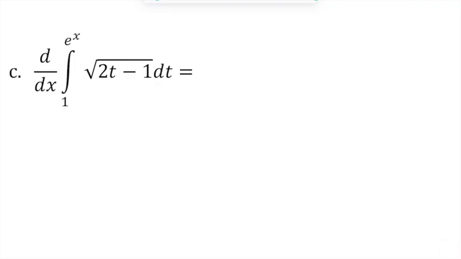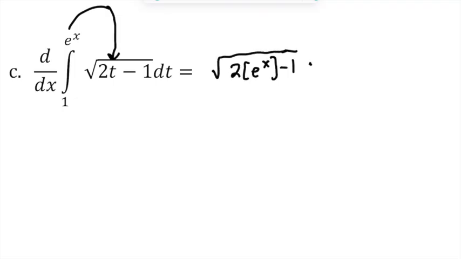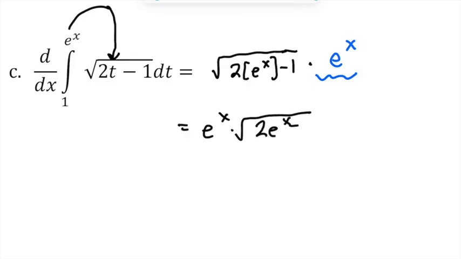Part C, same thing. Plug in e to the x there. Times the chain rule. The derivative of e to the x is e to the x. And then if I clean this up, we're going to get e to the x times the square root of 2e to the x minus 1.